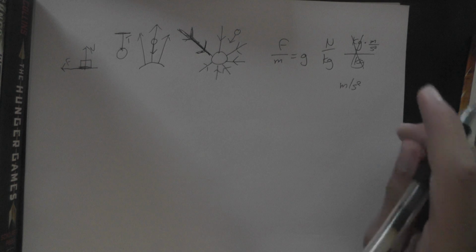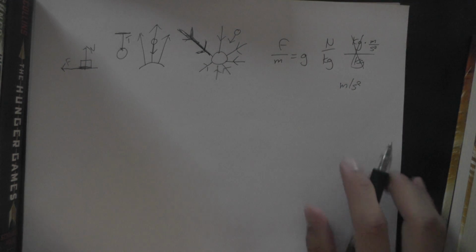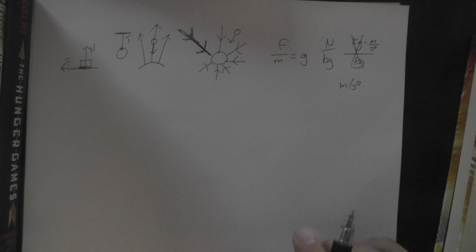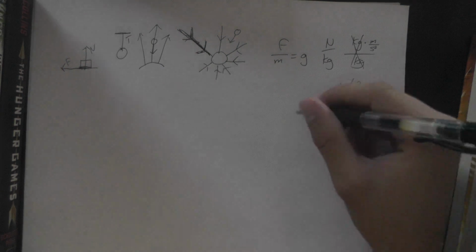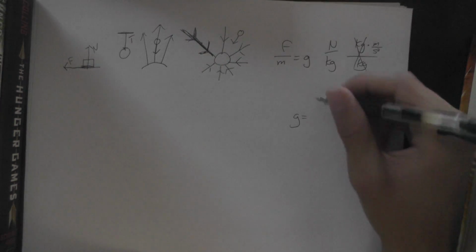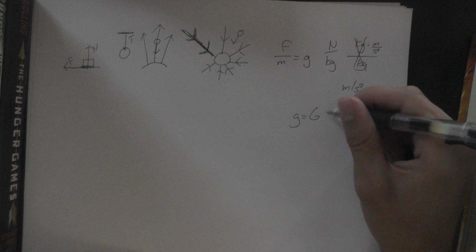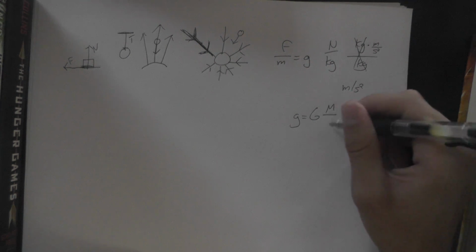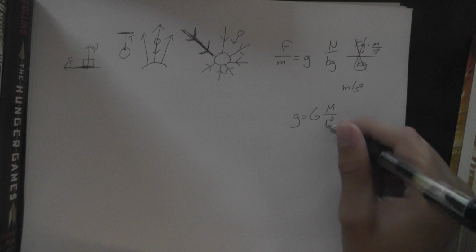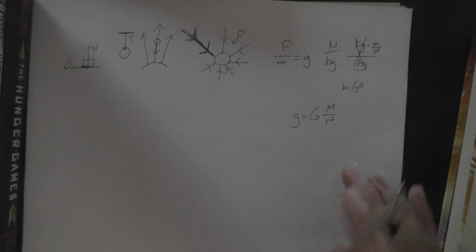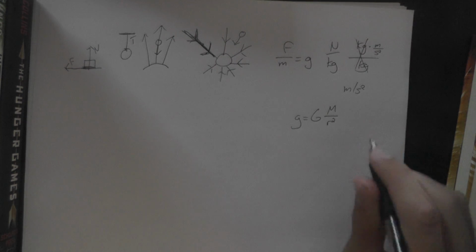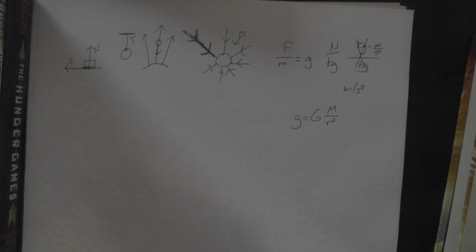If we assume that the object falling is a sphere, we insert this using Newton's universal law of gravitation, we can then determine that the gravitational field equals the gravitational constant multiplied by the mass of the larger object over the radius, or not radius, in this case the distance, I know it's kind of confusing, the distance between the two objects squared. Bam! That's your gravitational field.